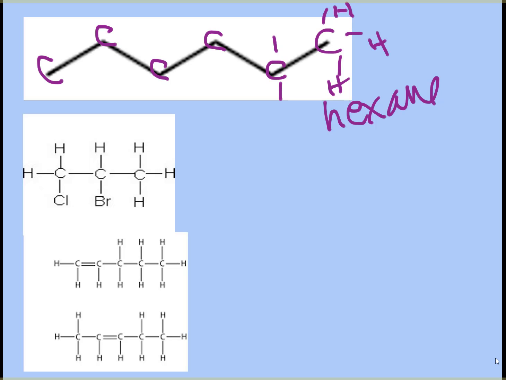Let's look at this next one. So the next one I could draw like this. And then the bromine, I would just stick on there, or it would be the same thing. It would be right here. So that would be a, what is that? 2-bromo-propane.